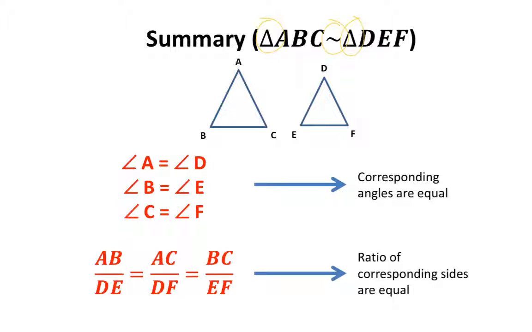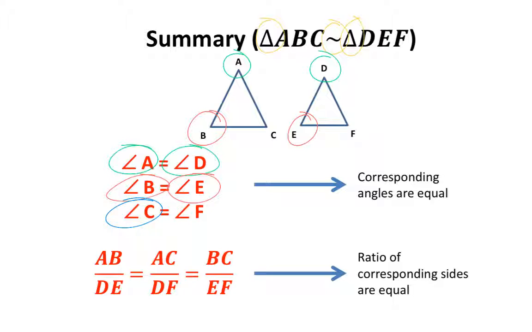In similar triangles, corresponding angles are equal. So angle A is equal to angle D. So these two angles are equal. Moreover, angle B is equal to angle E. So these two angles are equal. And last but not least, angle C is equal to angle F. So these two angles are equal. Basically, corresponding angles are equal.